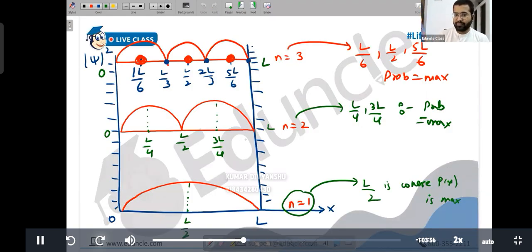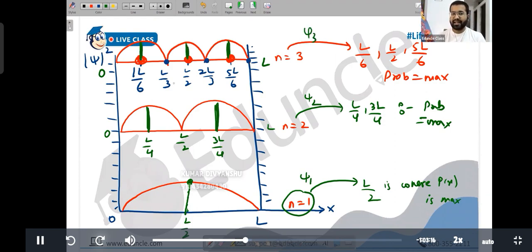Rather than that, I will plot the graph. This is the graph for the first, this is the graph for the second, this is the graph for the third, but these are probability density graphs. Probability density tells us how the probability is distributed. So where is it becoming maximum? For psi 1, probability becomes maximum at L by 2. Similarly, for psi 2, probability becomes maximum at L by 4 and 3L by 4. And similarly, for psi 3, probability becomes maximum at this position, this, and this.